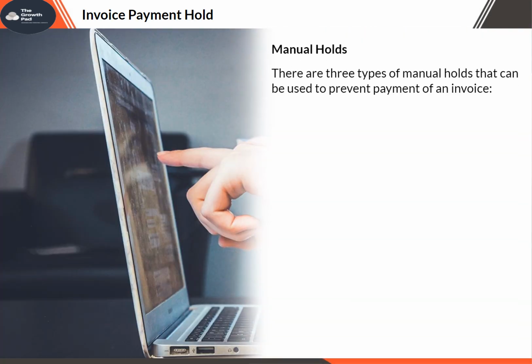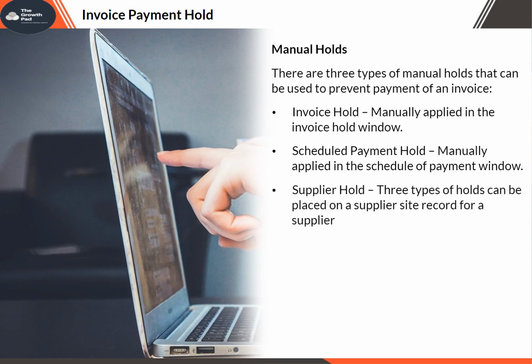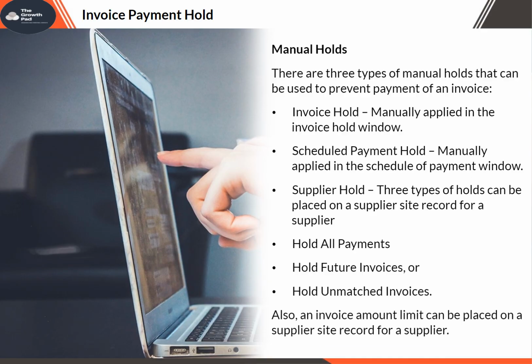Manual holds. There are three types of manual holds that can be used to prevent payment of an invoice. Invoice hold, manually applied in the invoice hold window. Scheduled payment hold, manually applied in the schedule of payment window. Supplier hold, three types of holds can be placed on a supplier site record for a supplier. Hold all payments. Hold future invoices. Or hold unmatched invoices. Also, an invoice amount limit can be placed on a supplier site record for a supplier.